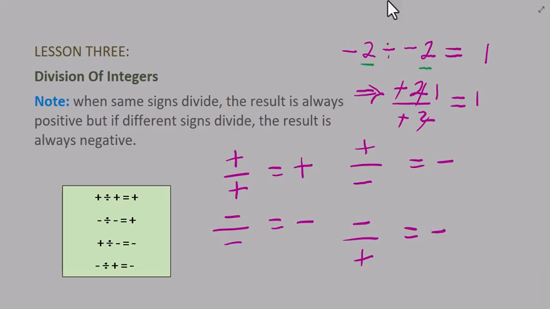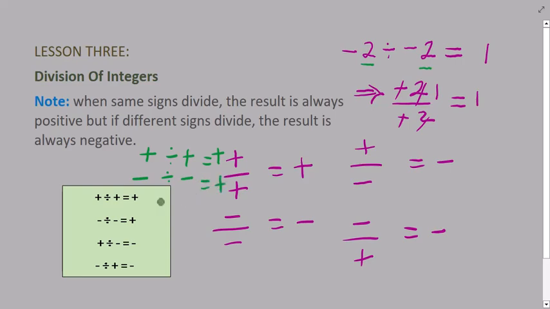But before we go ahead into solving examples, take note of this rule one more time. When a positive value divides a positive value, we get a positive answer. When a negative value divides a negative, we also get a positive. So the hack here is same signs gives you a positive, but different signs gives you a negative. I hope that is clear. Now let's get on with the lesson. Here we'll have some examples to attend to.